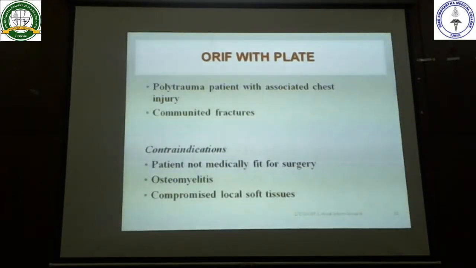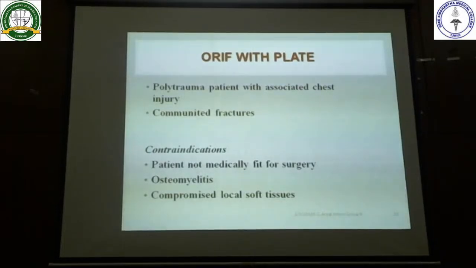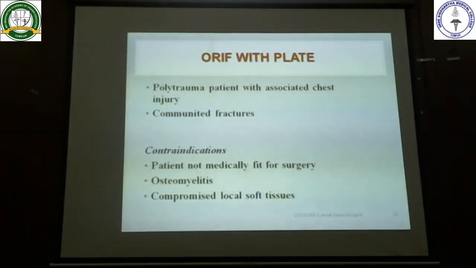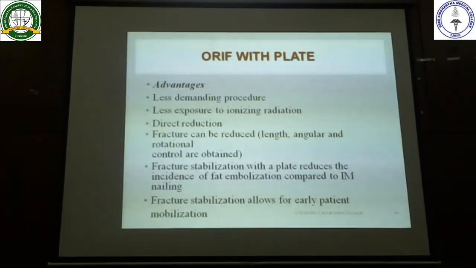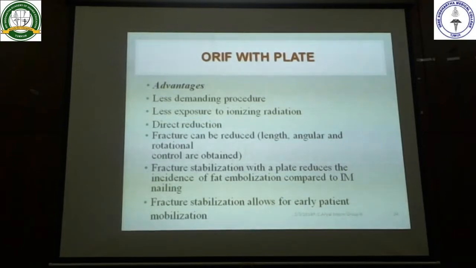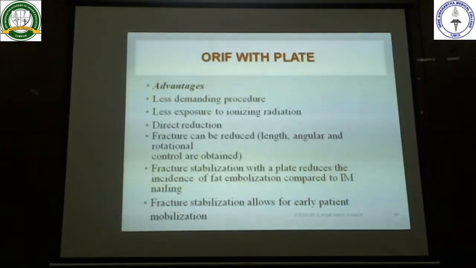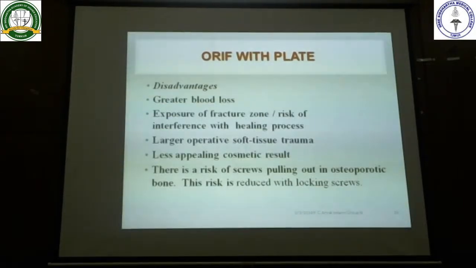So just as a point you need to remember, the gold standard is always nailing. But in certain situations where you cannot use a nail, you need to go for plate and screws. That is the difference between the two types of internal implant. Again, very briefly about plate and screws. It is a less demanding procedure, with less exposure to ionizing radiation, and direct reduction can be used. Fracture stabilization with the plate reduces the incidence of fat embolization, which I already mentioned, due to IM nailing. Fracture stabilization allows for early patient mobilization, just like a nail.